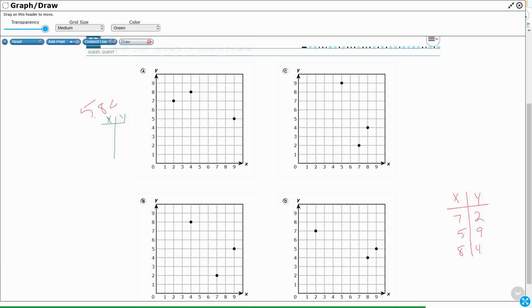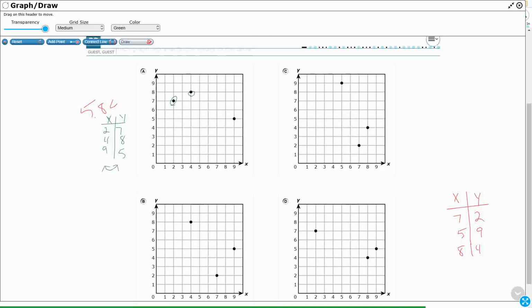All right, so this first one, x of 2, y of 7. And then I've got an x of 4, y of 8. And an x of 9, y of 5. It looks like exactly flipped. You notice they flipped the x and the y values, which probably going to mess some students up, but they just flipped those right there.